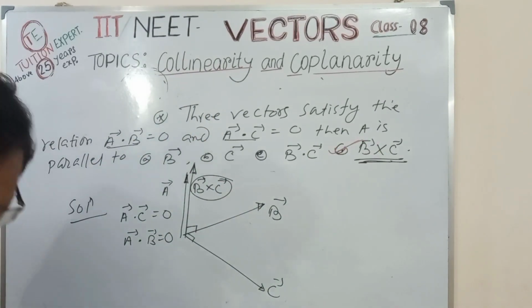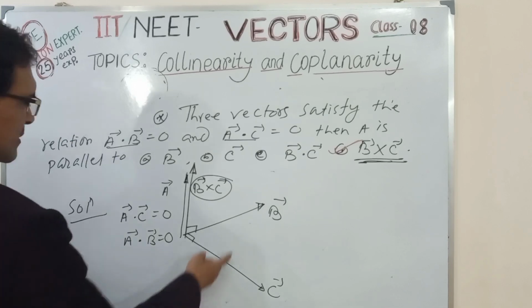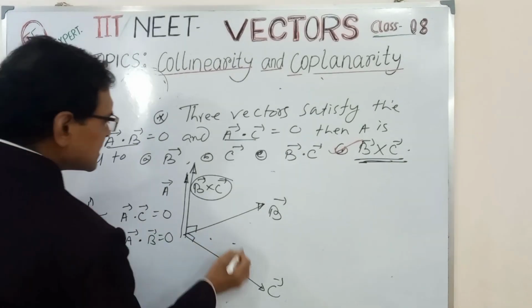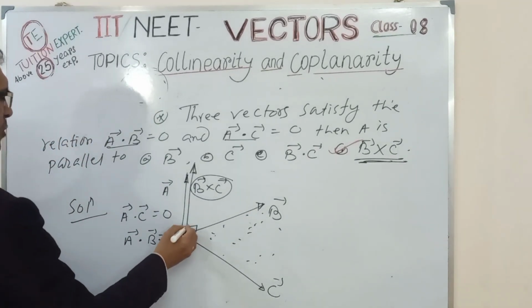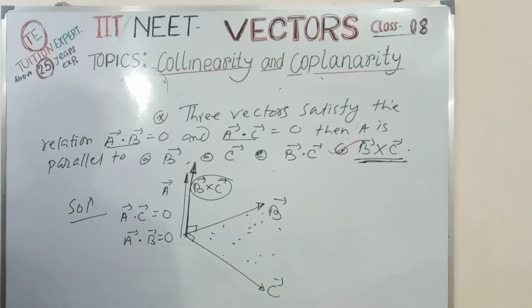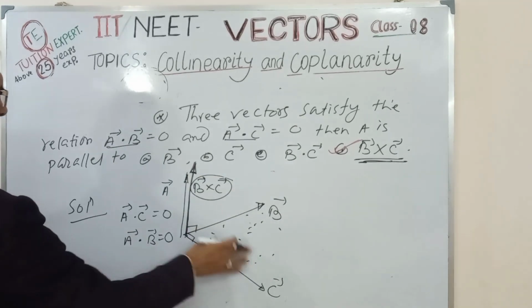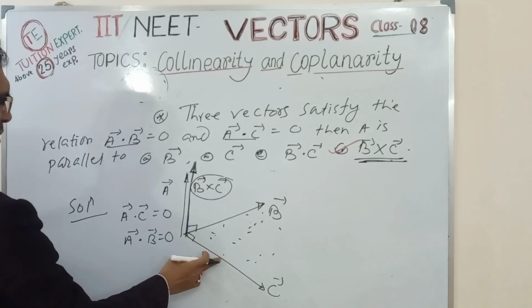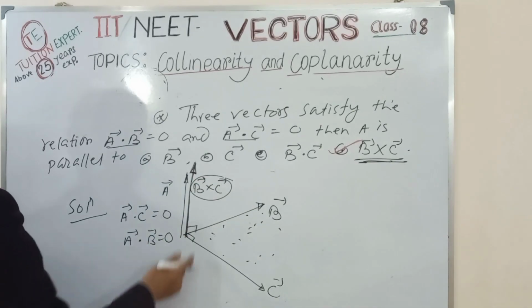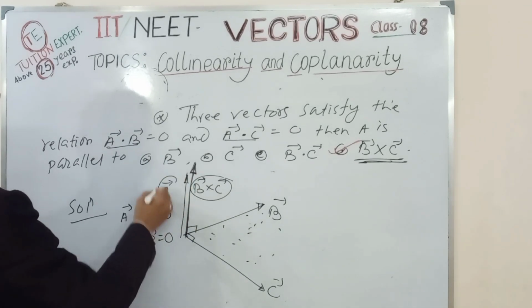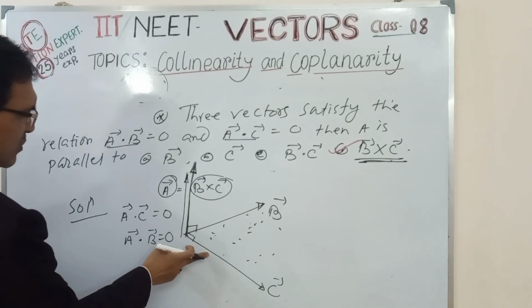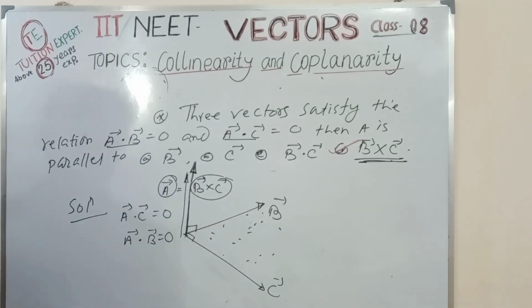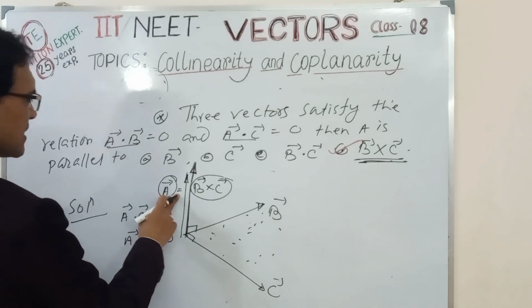So the direction of the cross product is very important. Suppose B and C lie in a plane. B cross C is normal to this plane, so this vector is perpendicular to C and perpendicular to B. If we consider a vector A parallel to B cross C, then this vector is also perpendicular to C and to B. That is, A dot C equals 0 and A dot B equals 0. So the condition is that A is parallel to B cross C.